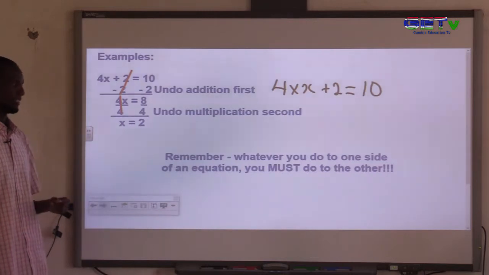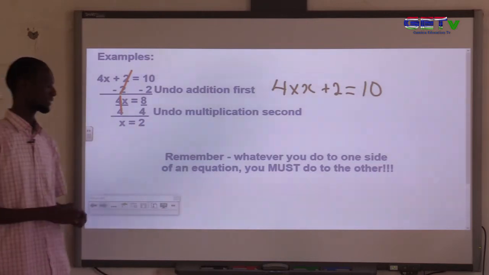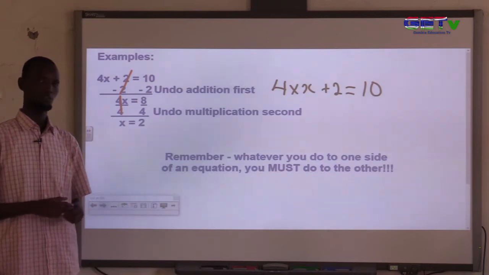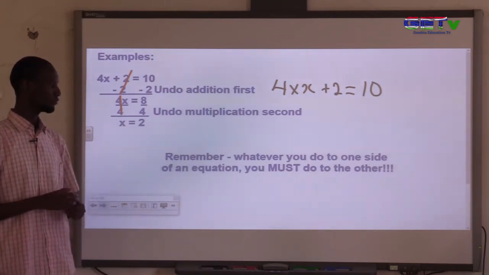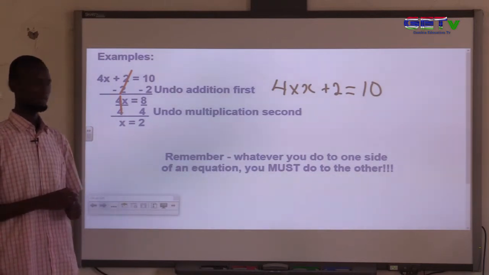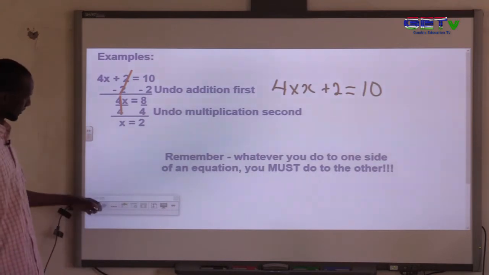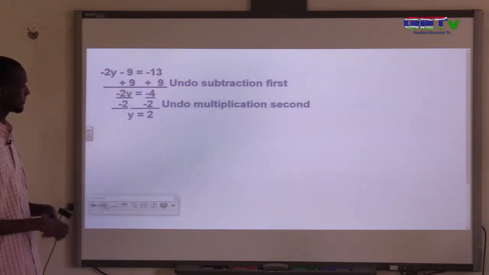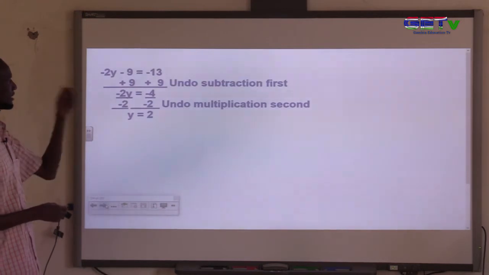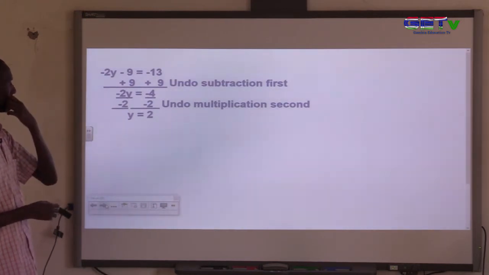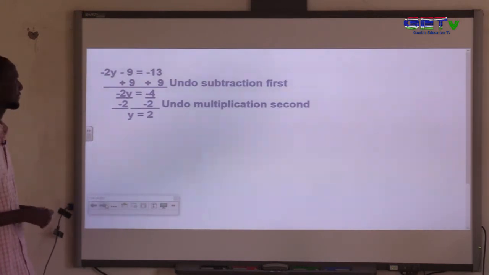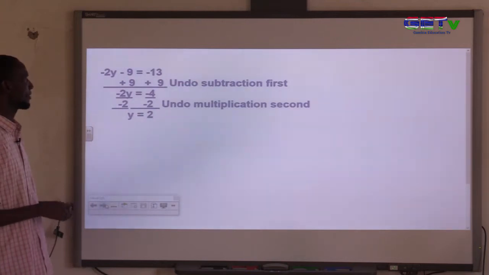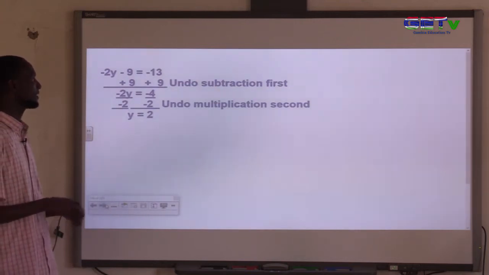Always remember, whatever you do to one side of an equation, you must do to the other side. That's very important to remember all the time. Now here's a similar example. You have negative 2y minus 9 equals negative 13.